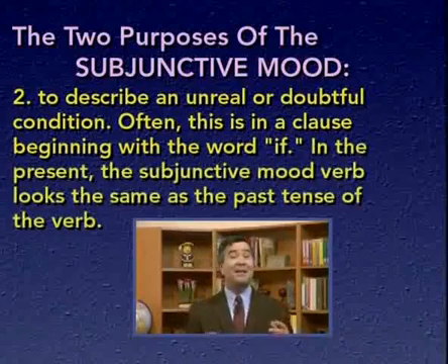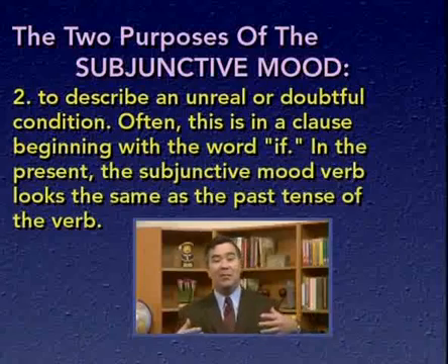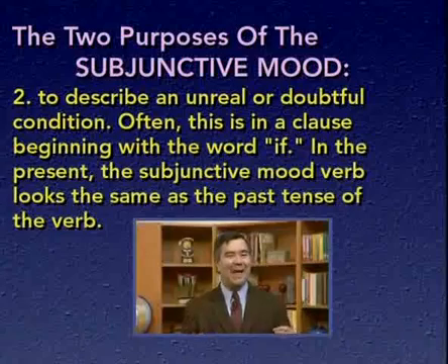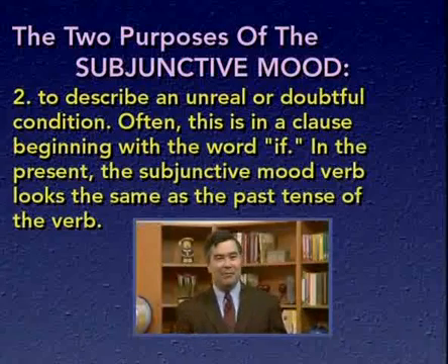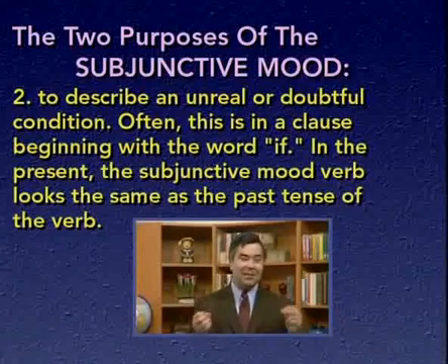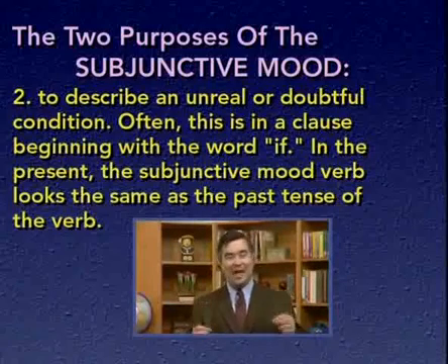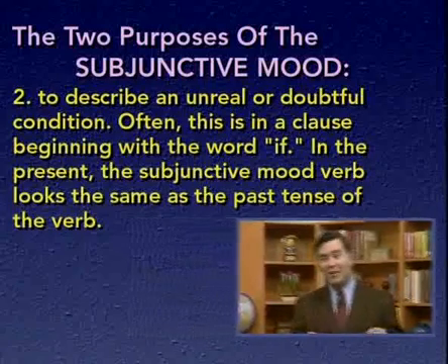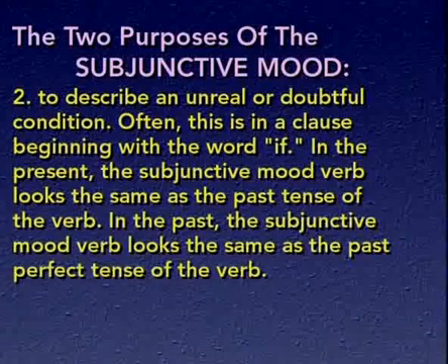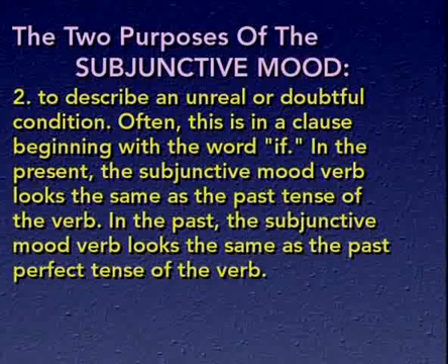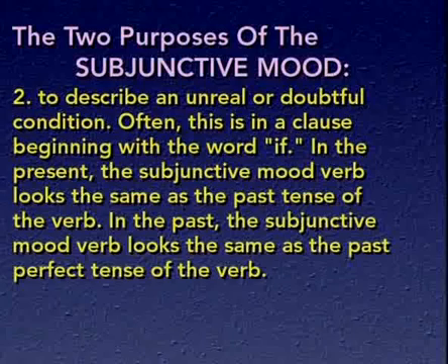First, if we're talking about something happening now, in other words, in the present, then the subjunctive mood verb looks the same as the past tense of the verb. Okay, so if we're describing something happening now in the present, the subjunctive verb looks the same as the past. On the other hand, if we're describing something happening in the past, then the subjunctive mood verb looks the same as the past perfect. Remember, the past perfect is formed with the helping verb had and the past participle.